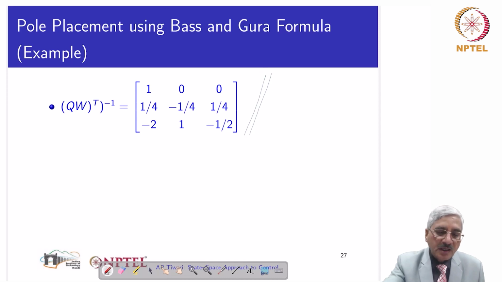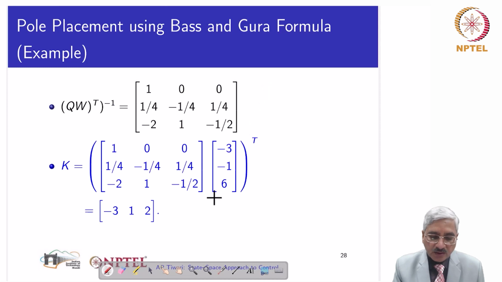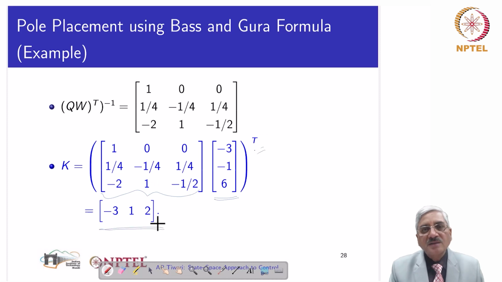Now this has to be multiplied by D minus A. So this is D minus A we had obtained earlier. This is QW transpose inverse. So product and then transpose of that. So we get the gain matrix this. So again, this Bass and Gura formula takes care of that transformation to companion form implicitly, and it works quite efficiently even for higher order systems. My personal experience, I have seen that.